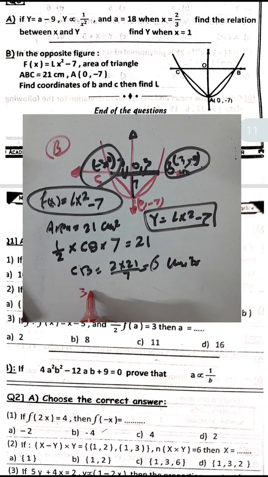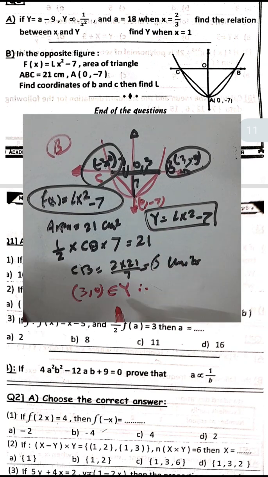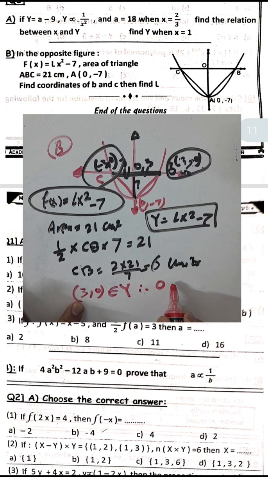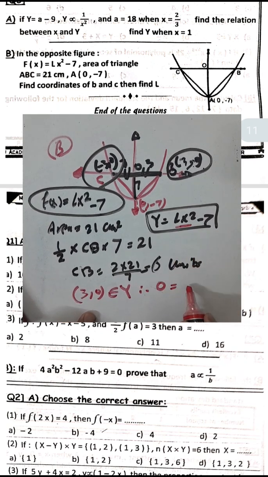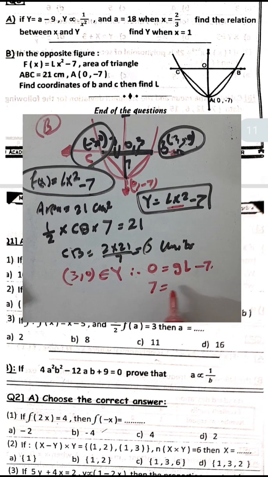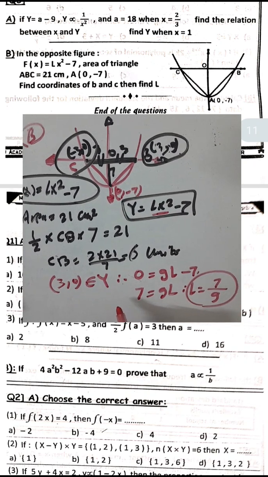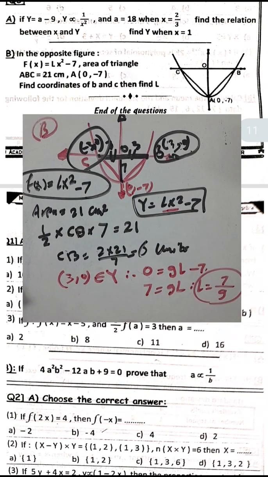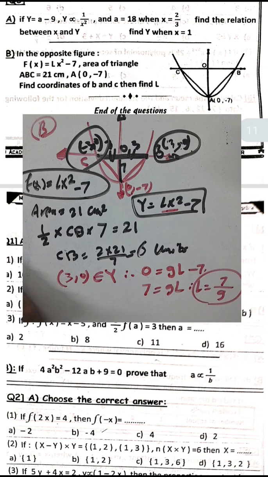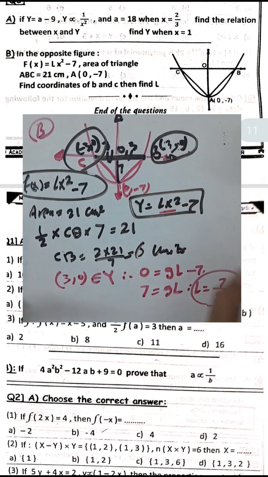The point 3 and 0 satisfies the equation of the curve. Put x equals 3 and y equals 0. Then 0 equals 3 power 2, which is 9, multiplied by l, subtract 7. Then we can move the negative 7 to the left-hand side: 7 equals 9l. Then l will be equal to 7 over 9. The value of l will be 7 over 9. Okay, understood? Then we have the constant C negative 3 and 0, constant B 3 and 0, and l equals 7 over 9. It's the end of the questions.